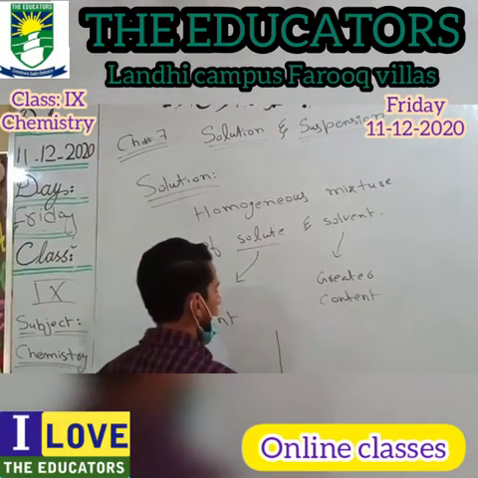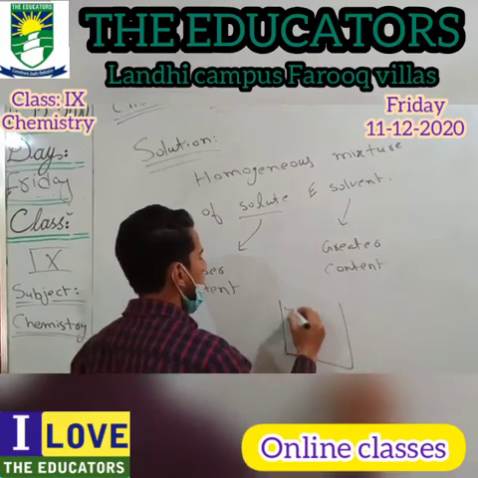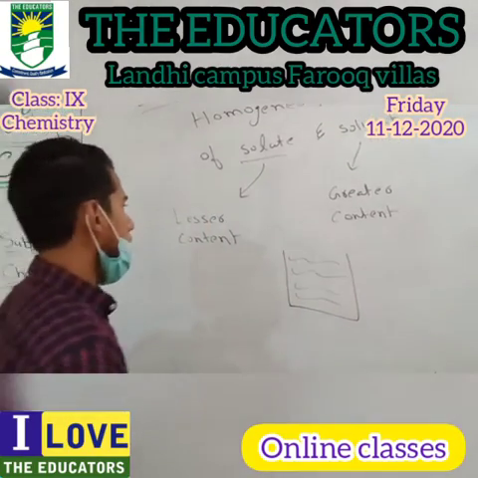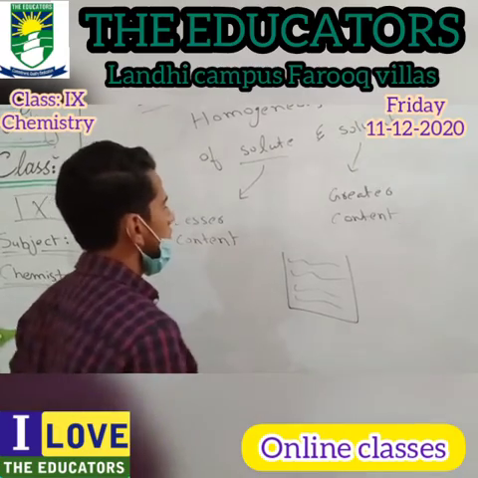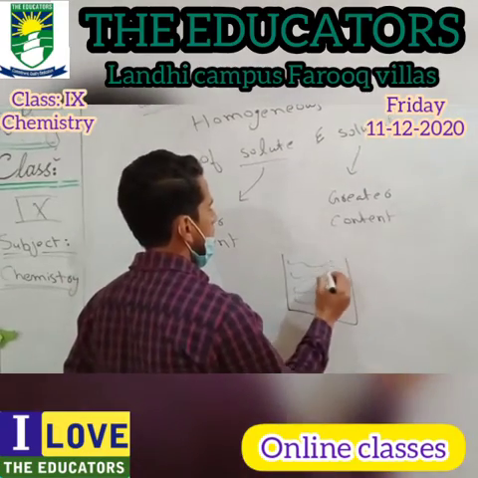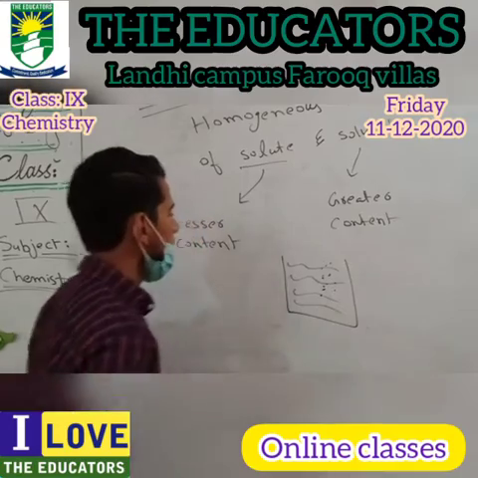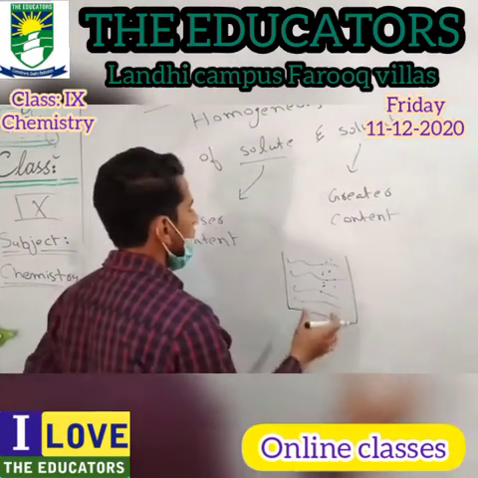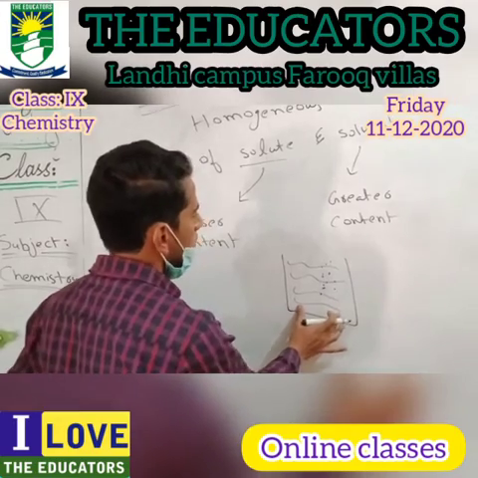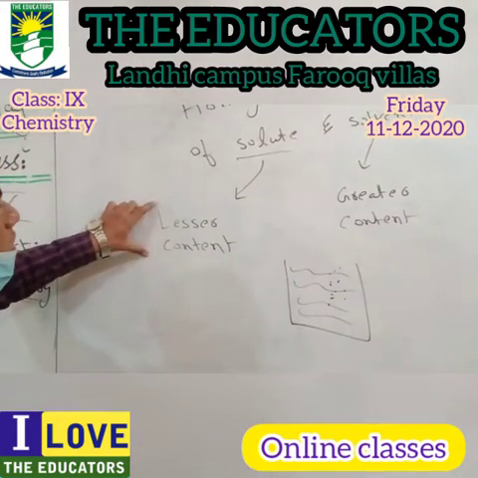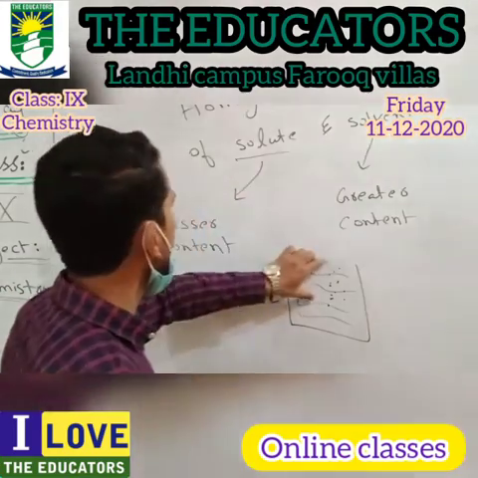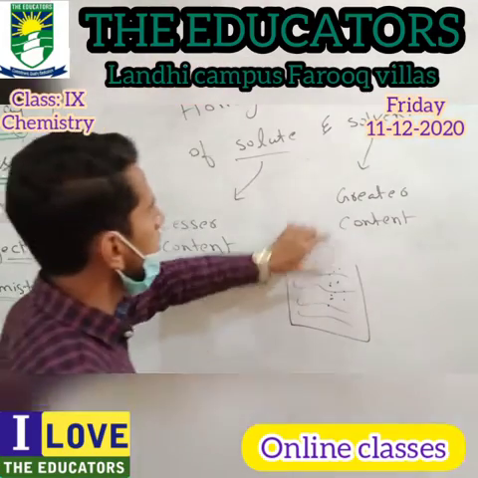I am considering a jar full of water. Okay. Now, what if I add 2 or 3 spoons of table salt here? I have sprinkled 2 or 3 spoons of table salt. Now, what if I stir it? We will have a solution of salt and water. Okay. So here in this case, salt is in lesser content and water is in greater content. So salt is solute and water is solvent.